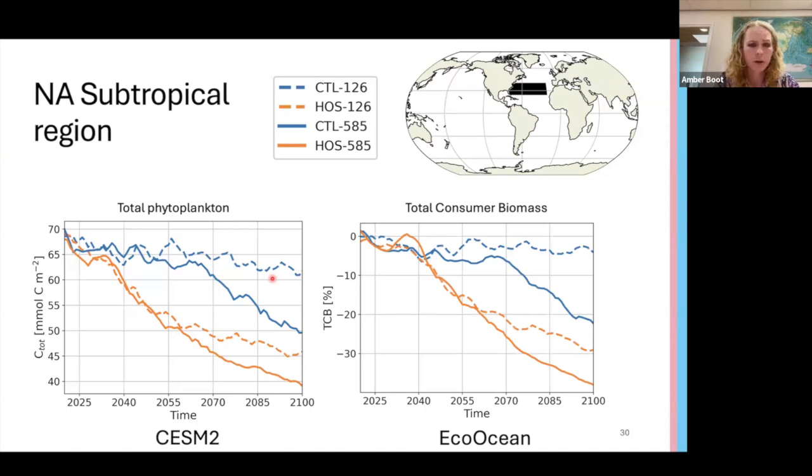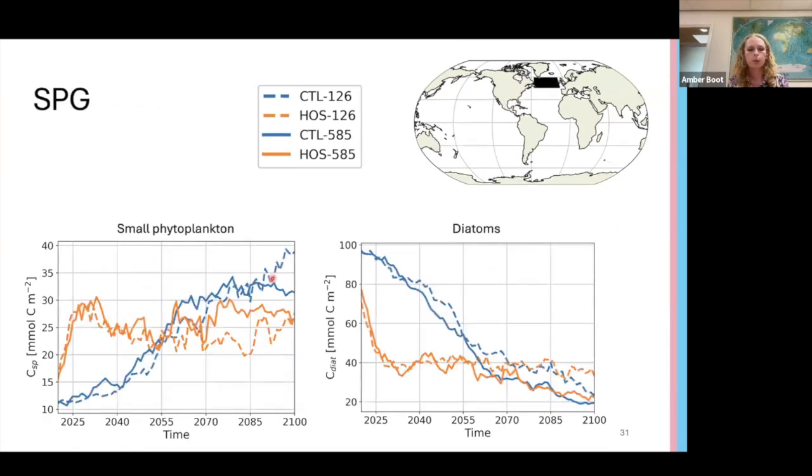But then we go to the subpolar region, and there interesting things happen. This is, again, small phytoplankton biomass and diatom biomass. In the control simulation, we see a very strong decrease in diatoms spread out over the entire century, accompanied by an increase in small phytoplankton biomass. But this increase is smaller than the decrease we see here. At first the diatoms are dominant, but in the end the small phytoplankton are dominant. So we see a shift in phytoplankton dominance.